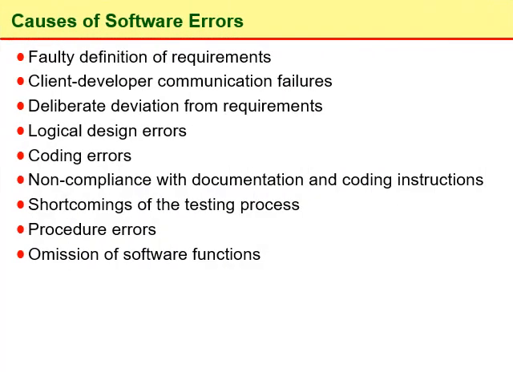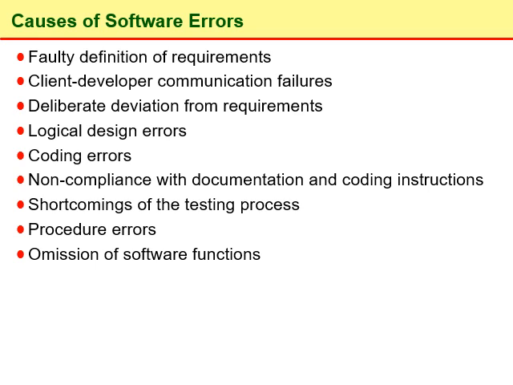In the literature, there is a lot of discussion on the causes of software errors. Here we have a summarized version of that discussion. For example, faulty definition of requirements is one of the causes of software errors. Similarly, a lack of communication between clients and developers, or if they do not communicate at all, also leads to some ambiguity, and that eventually may result in errors.